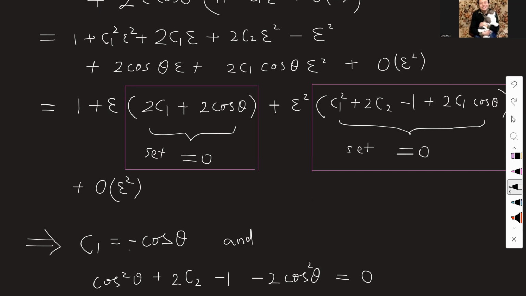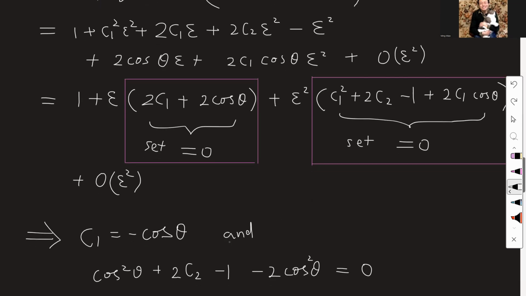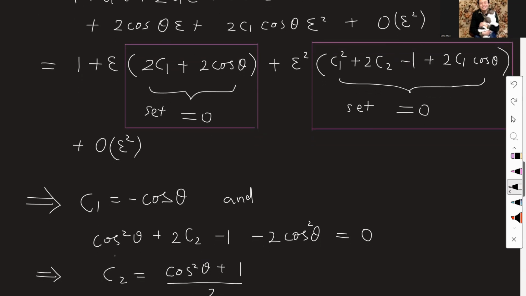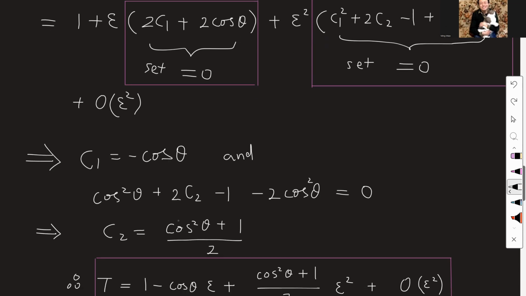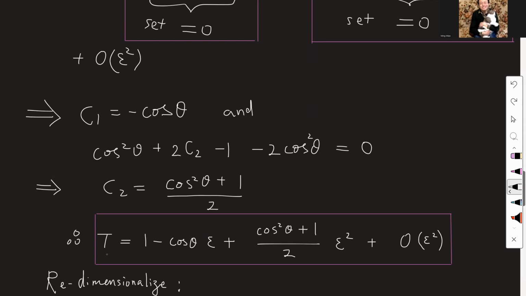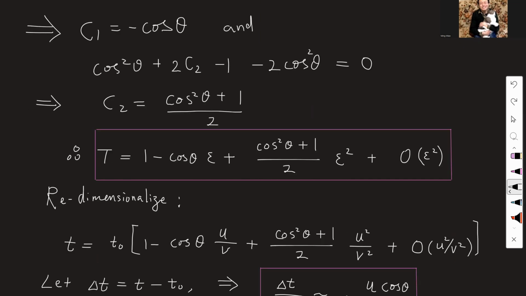So now C1 is solved. We can substitute C1 into the second equation for C2, and we'll get cos squared plus 2C2 minus 1 minus 2 cos squared theta equals 0. So you just rearrange that and you get C2 equals cos squared of theta plus 1 over 2. And we have the expression for capital T. After finding the dimensionless time, we can then redimensionalize to get the physical time.